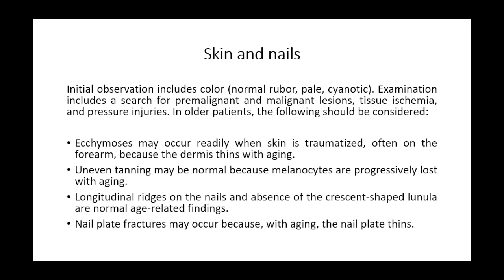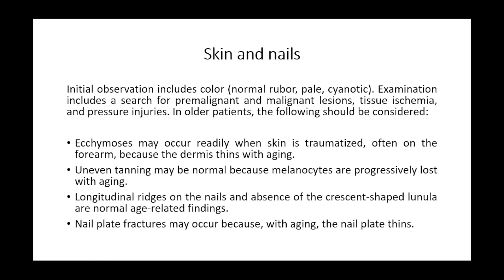Initial observation includes color, followed by skin examination. Examination includes a search for premalignant and malignant lesions, tissue ischemia, and pressure injuries. In older patients, the following should be considered. Ecchymosis may occur readily when skin is traumatized, often on the forearm, because the dermis thins with aging. Uneven tanning may be normal because melanocytes are progressively lost with aging.